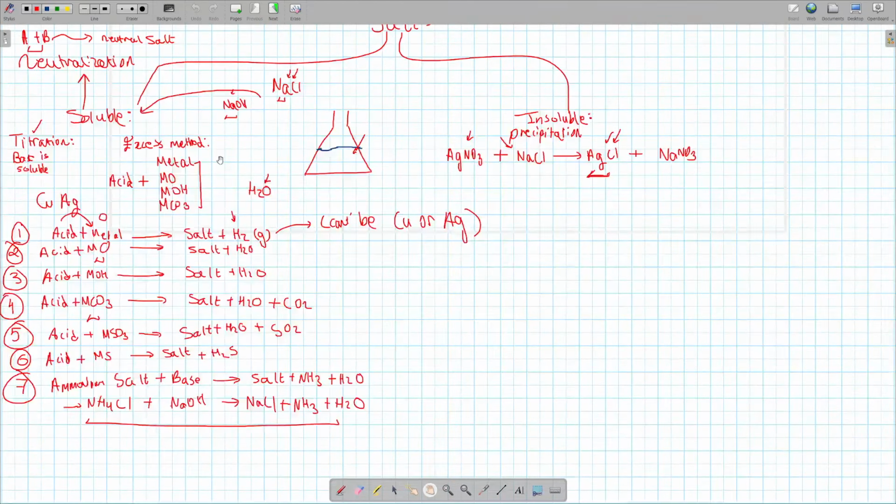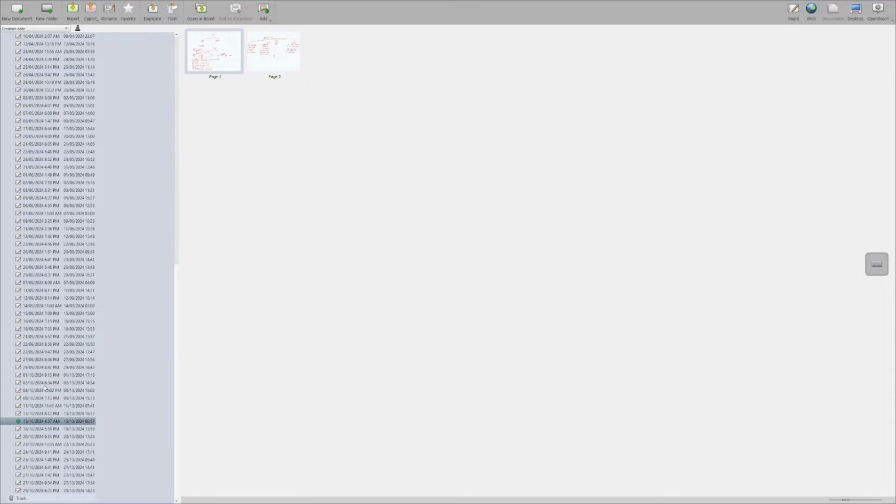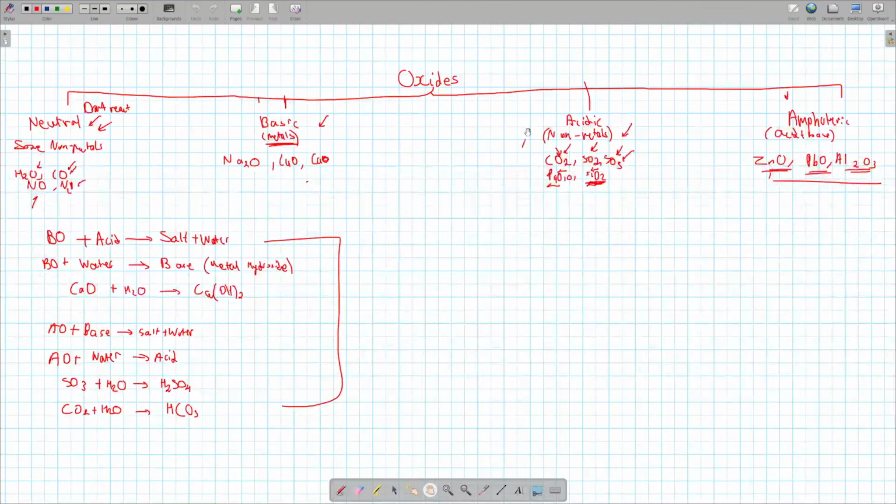Where was it? I saw it. I think it was this one. Yeah. These are all the oxides you must memorize, and these are the famous ones. Always the O2s are acidic. I don't have NO2 written here. Okay, you should know this.